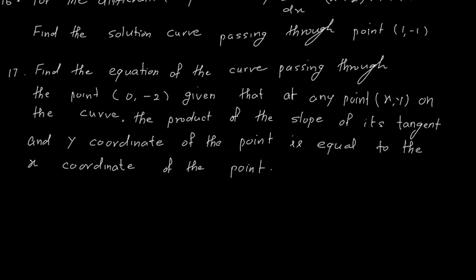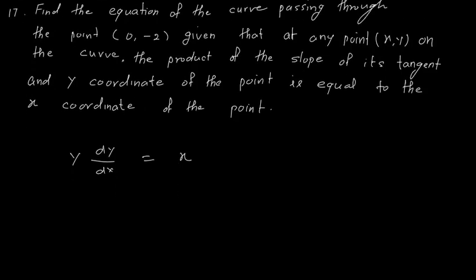At any point on the curve, the product of the slope of its tangent: first, the tangent slope is dy upon dx. Now the product of the slope of the tangent and the y coordinate, so y into dy upon dx is equal to the x coordinate. So this is given. Now you have to solve this differential equation, put the point (0, -2), get the value of c, and you will get the required equation of the curve.